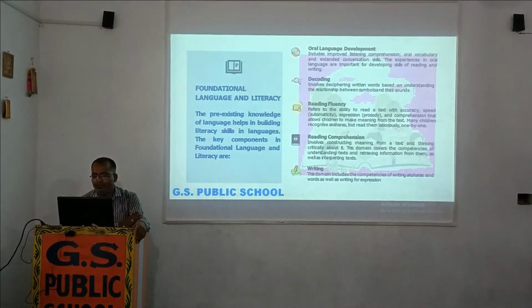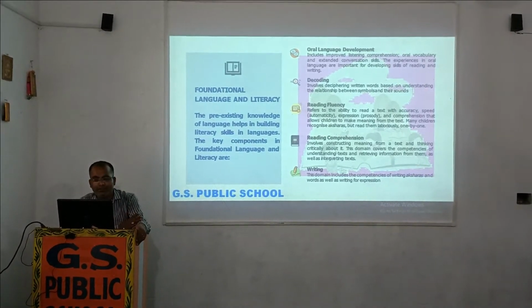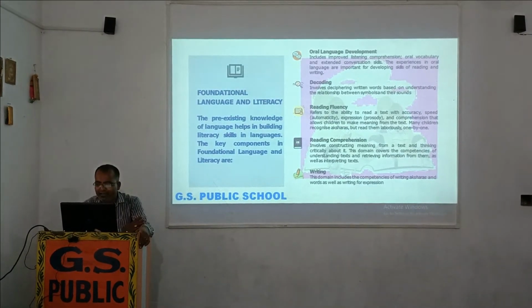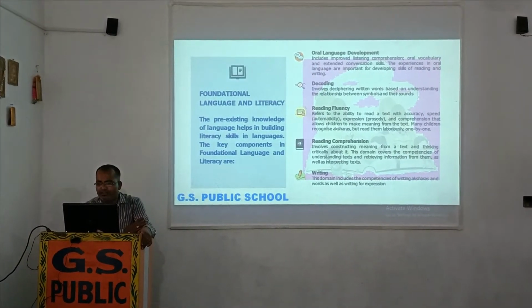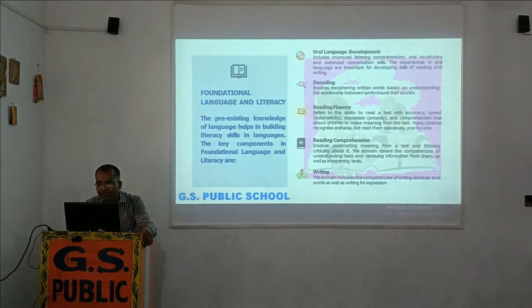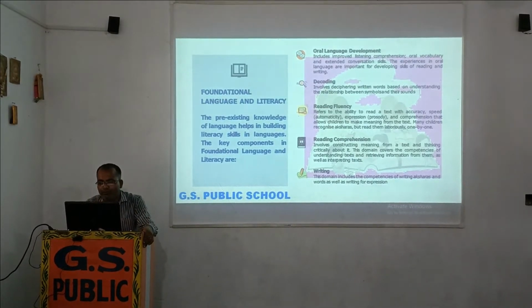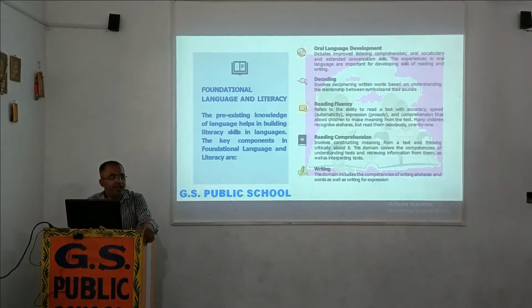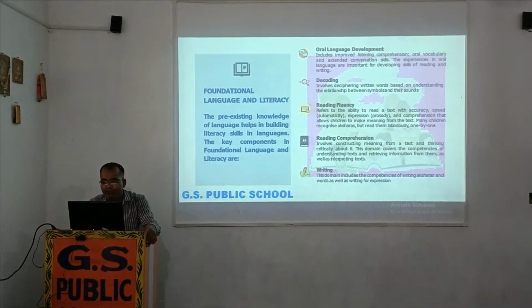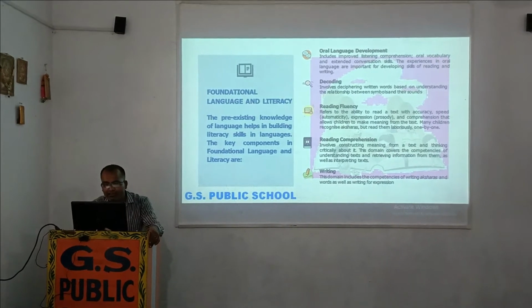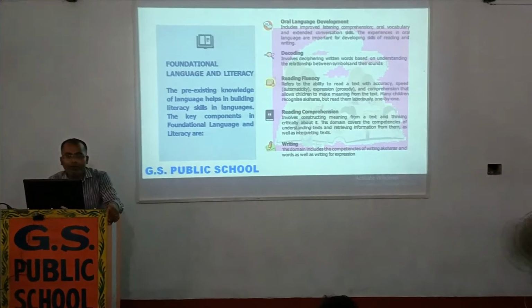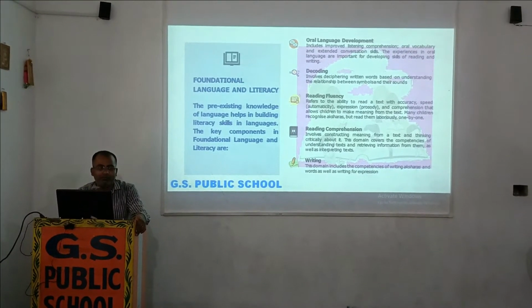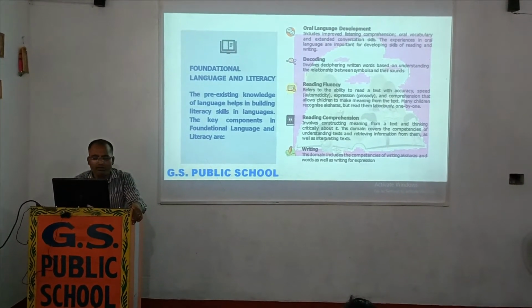It includes improved listening comprehension. Next, oral vocabulary and extended conversation skills. Now, here as we can see, two or three parts are there, like improved listening comprehension. It means we have to increase our comprehension or interaction in a listening manner. Oral communication is the interaction between one person and another person, or to a community, or to a crowd.